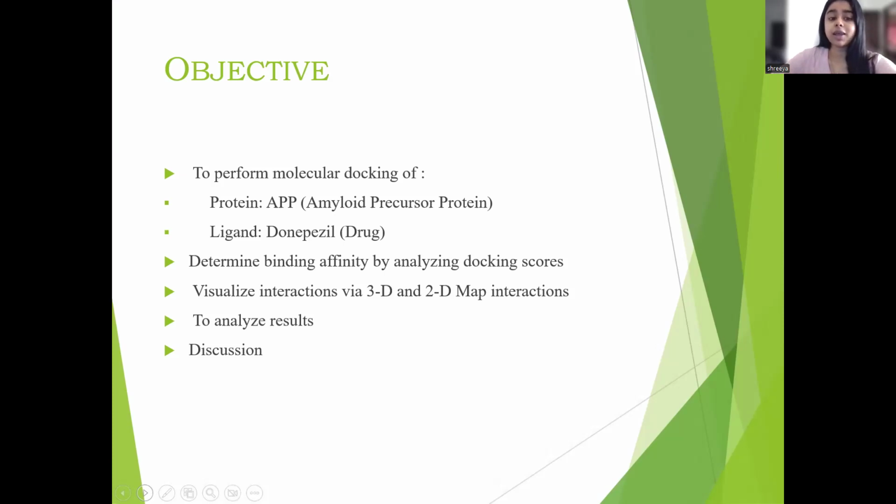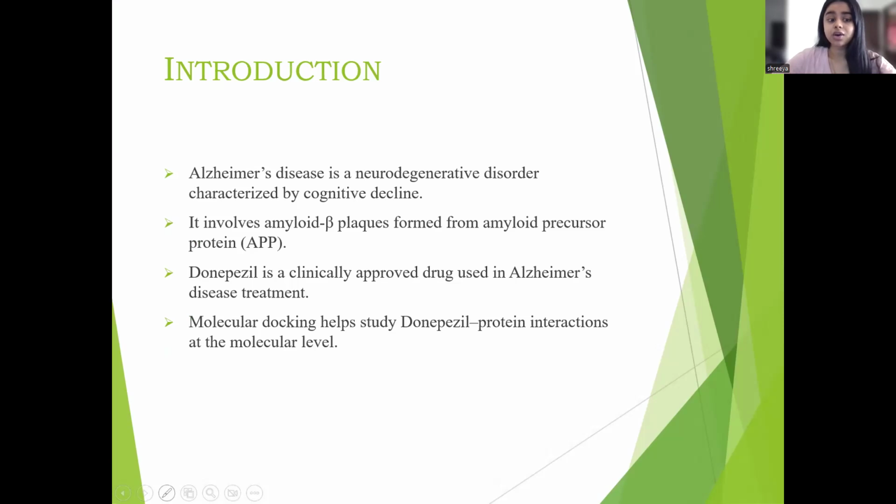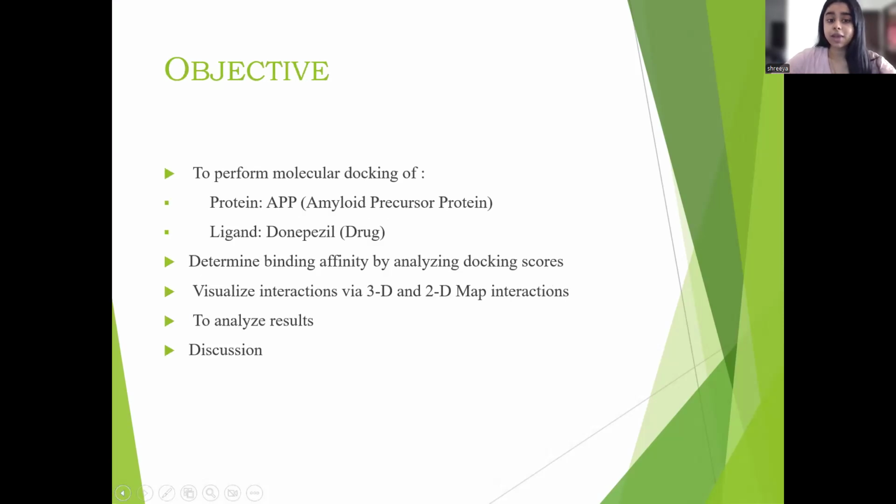After that, I determined the binding affinity by analyzing the docking scores, and I also created 2D and 3D interaction maps, and then I analyzed the results.